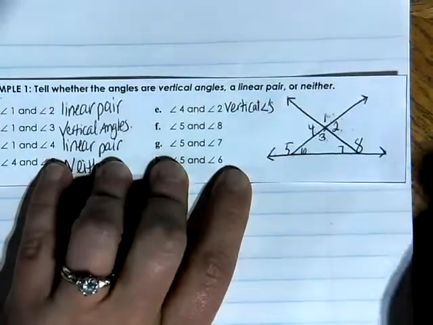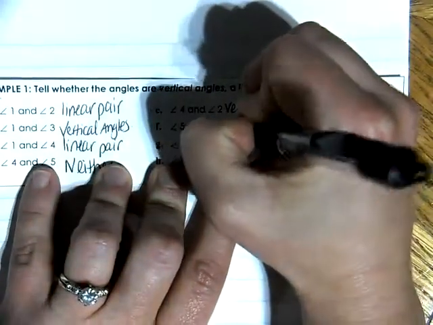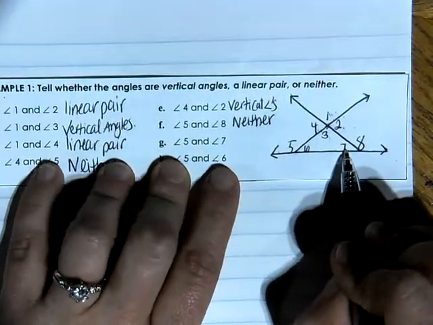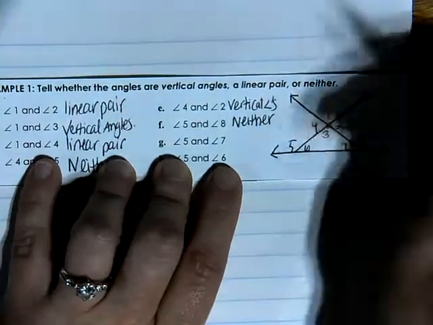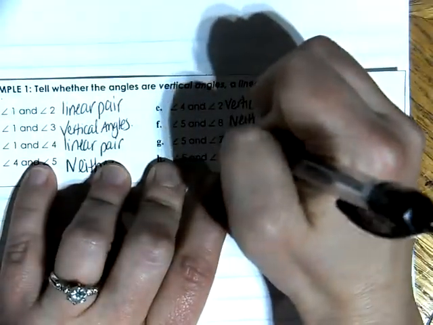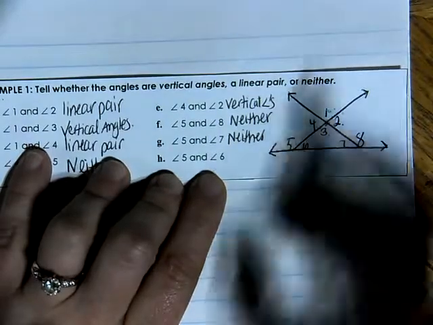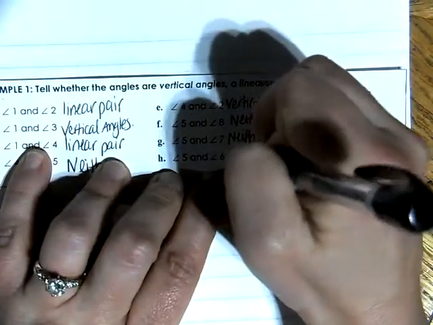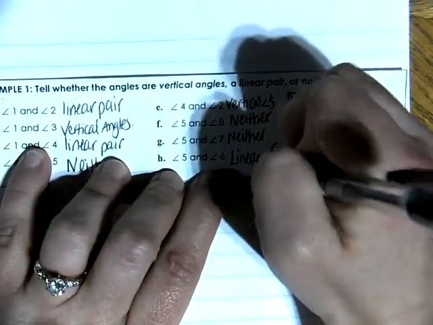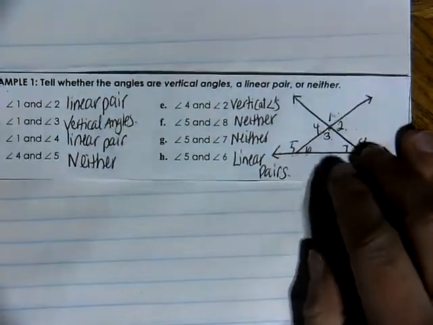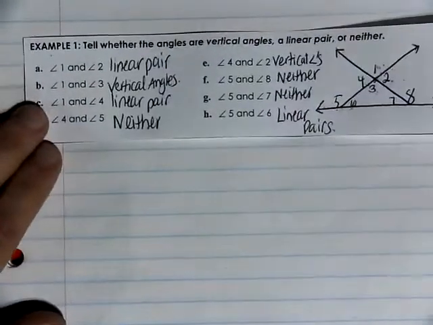5 and 8, they share nothing really in common, so they are considered neithers. Angle 5 and angle 7, once again, they have nothing in common, so that's considered neither. And 5 and 6, together they form a line, so they're considered a linear pair. And remember that linear pairs, they are supplementary. They should add to equal 180 degrees.